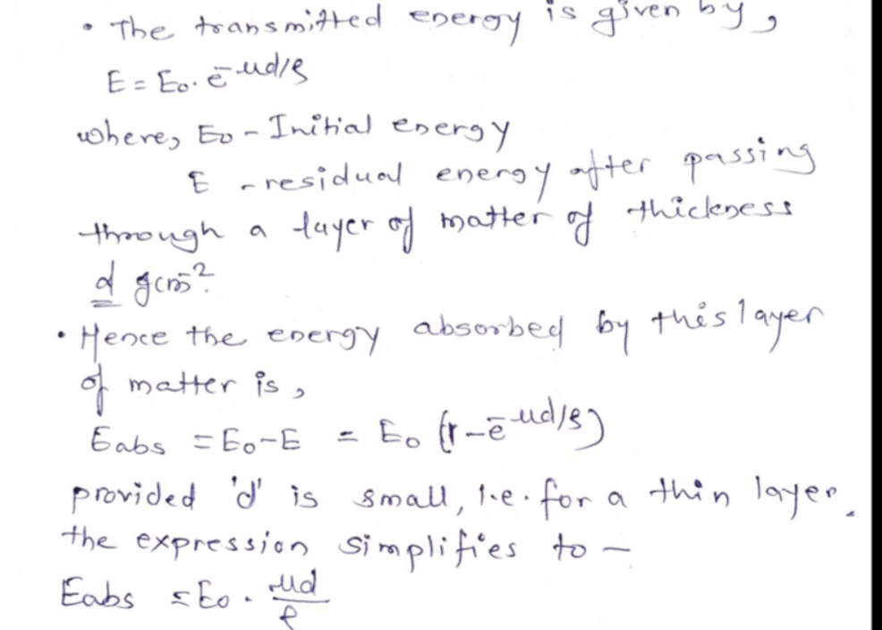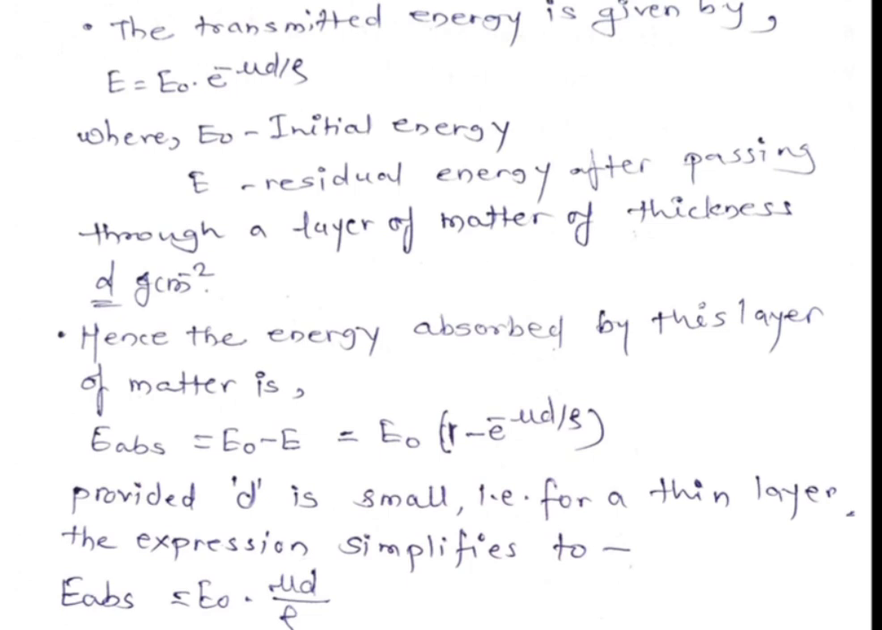So, initial energy minus emitted energy, the remaining energy will be the absorption energy. So, that equation will be E0 in brackets 1 minus e raised to minus mu d by rho. Here mu is the linear absorption coefficient, d is the distance or the thickness of the matter, and rho is the density. Provided d is small, meaning the matter thickness is very small, that is for a thin layer, the expression simplifies.